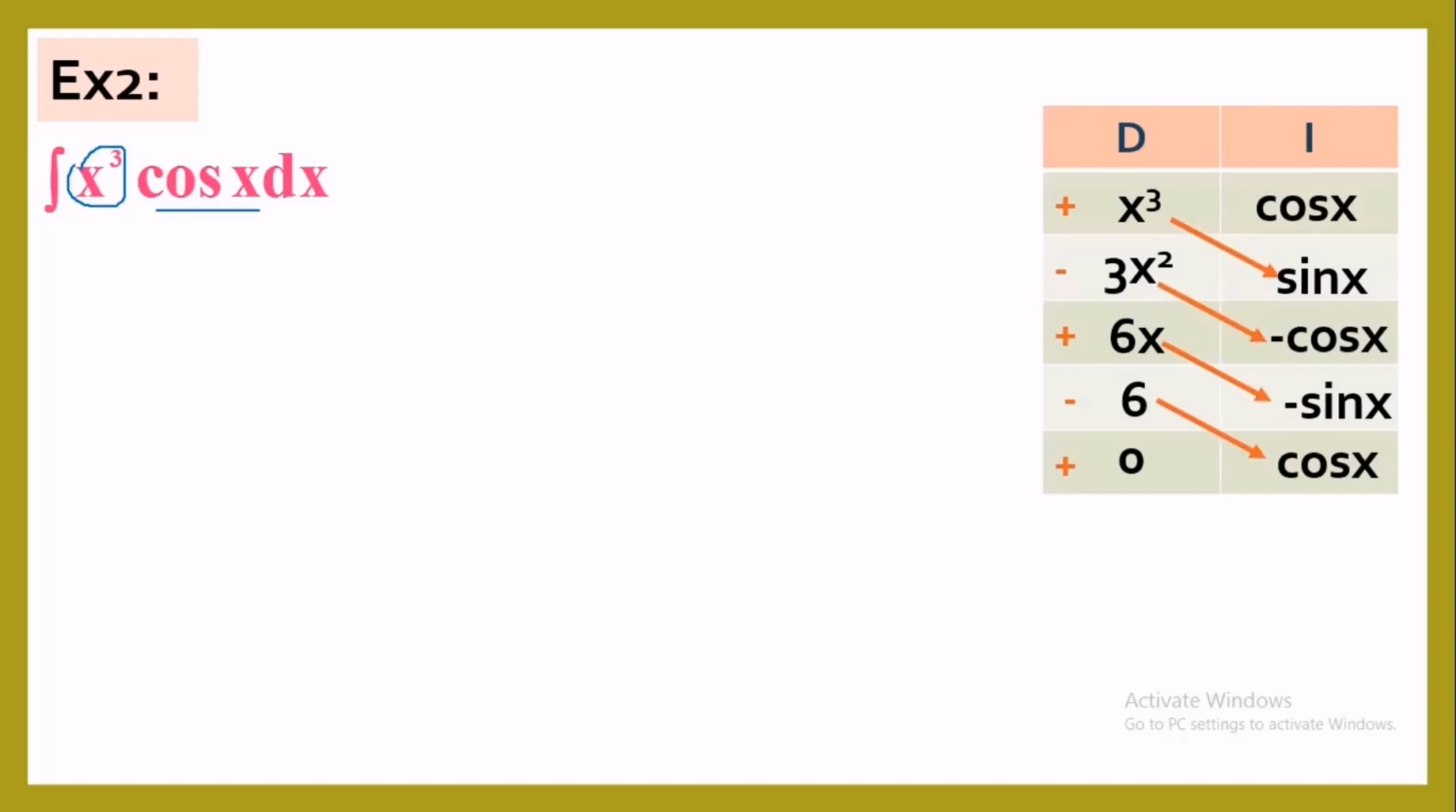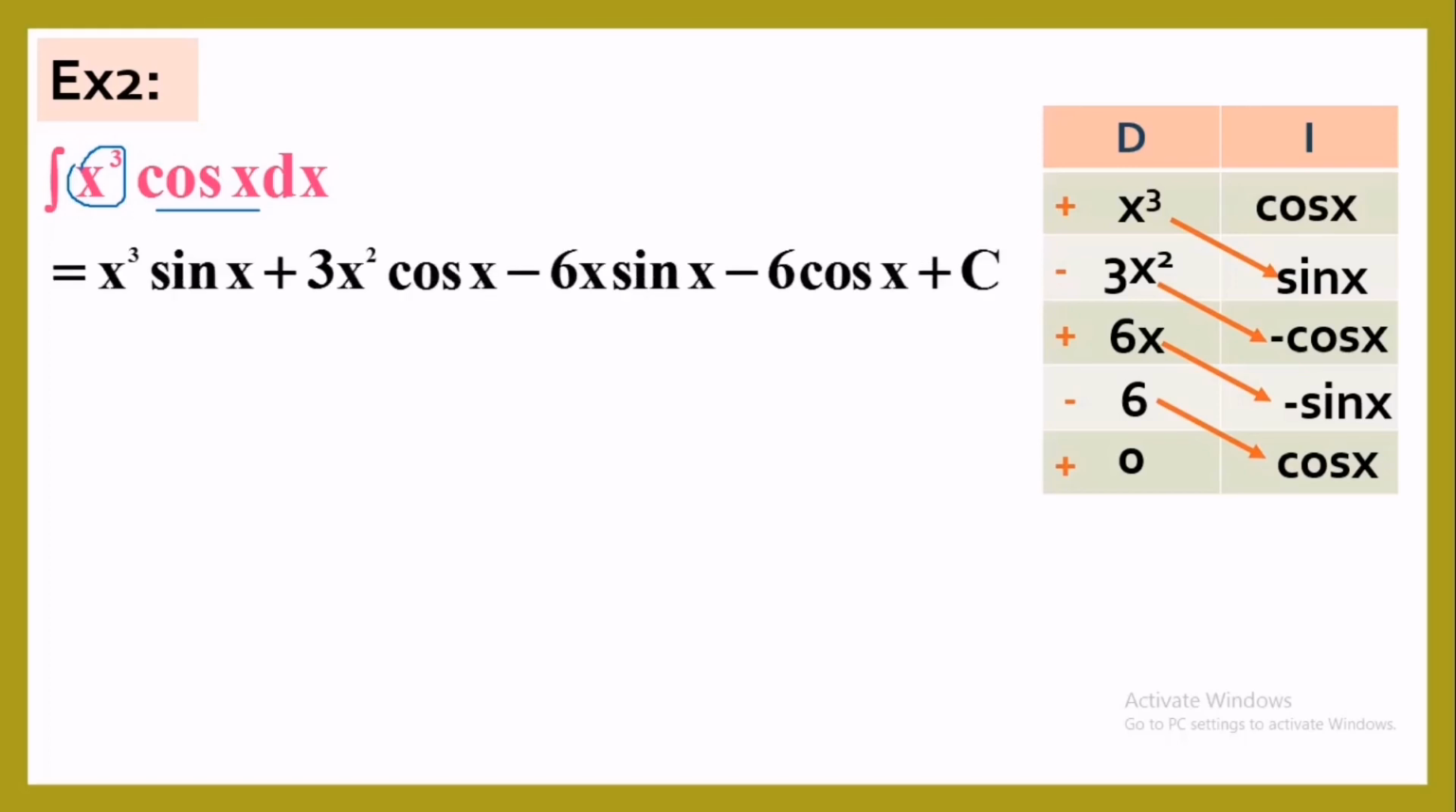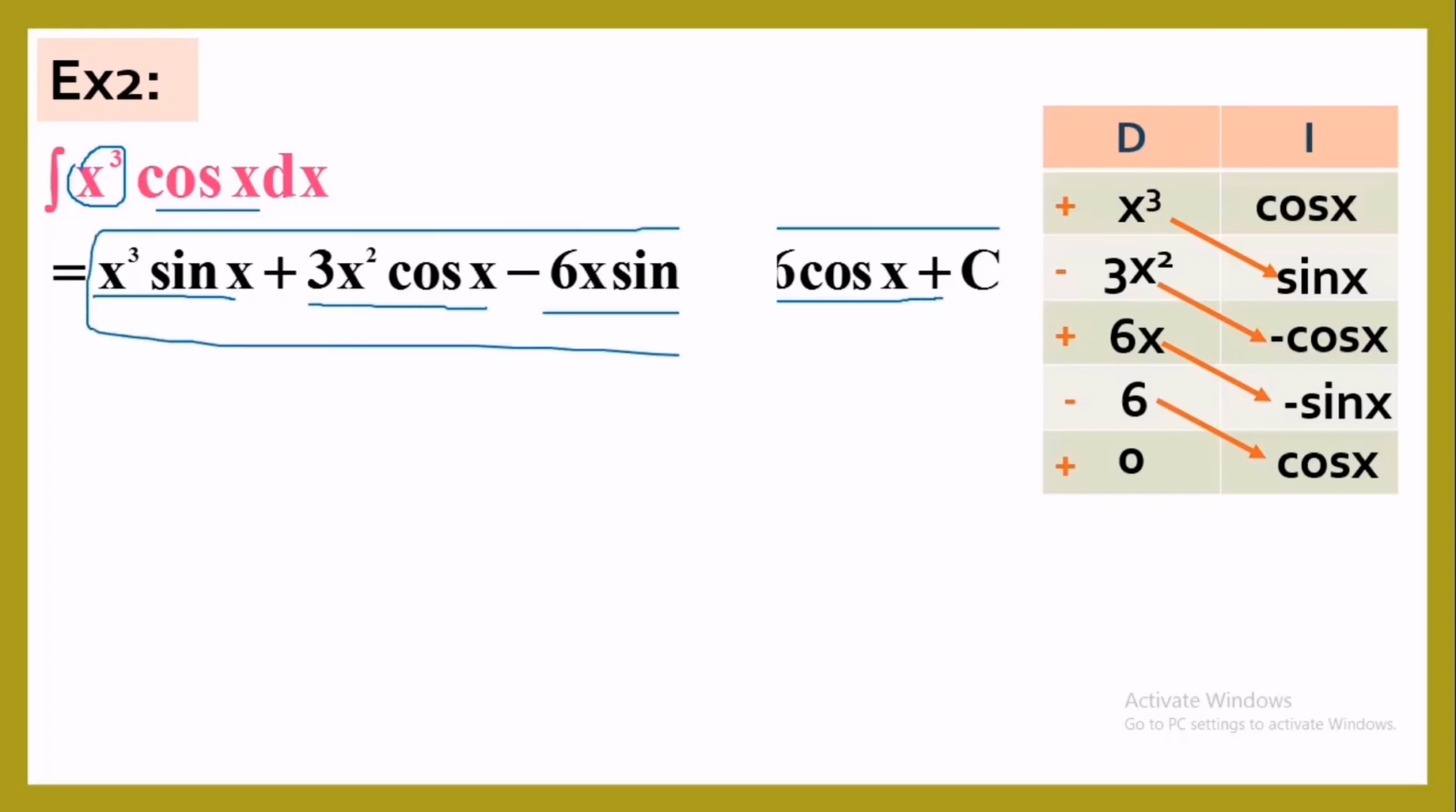Multiply diagonally, plus x cubed times sine x, we get x cubed sine x, and minus 3x squared times minus cosine x, we get plus 3x squared cosine x, plus 6x multiplied by minus sine x, we get minus 6x sine x, and finally minus 6 times cosine x is minus 6 cosine x plus constant. This is the final answer.